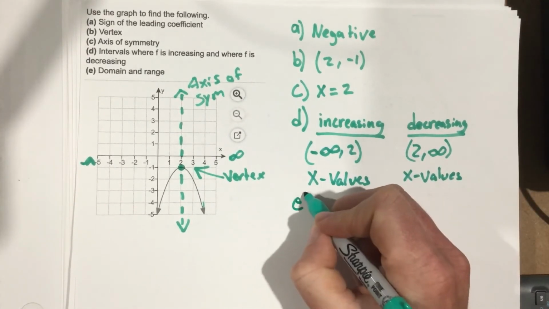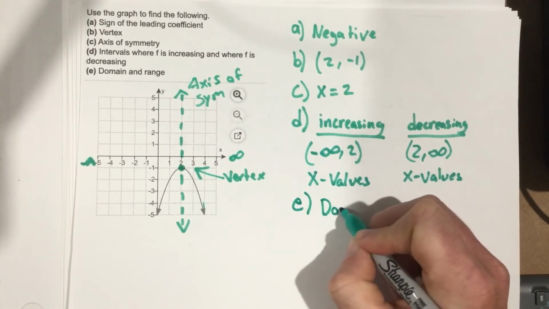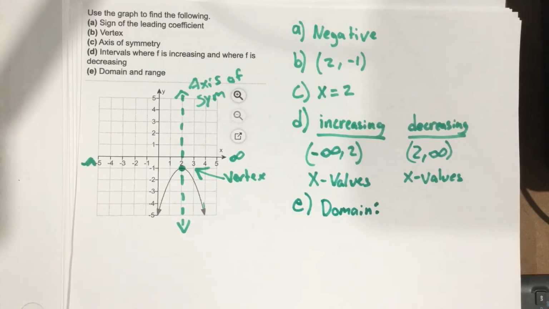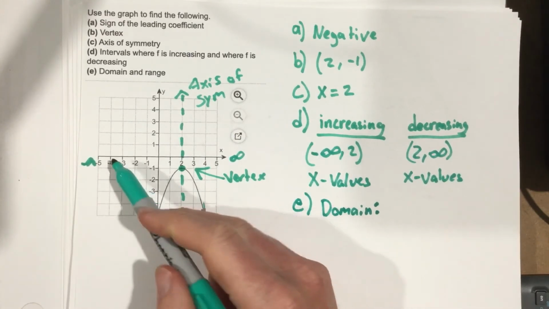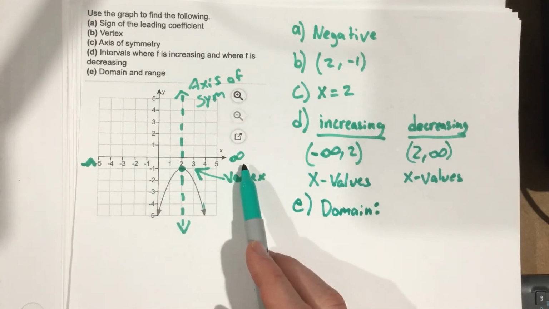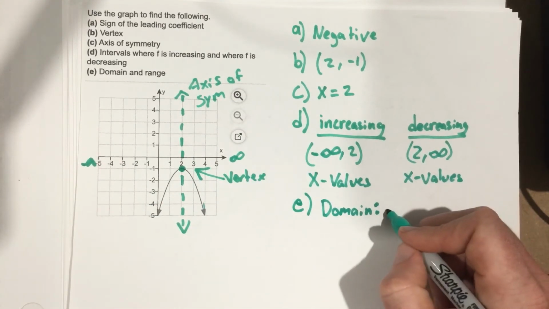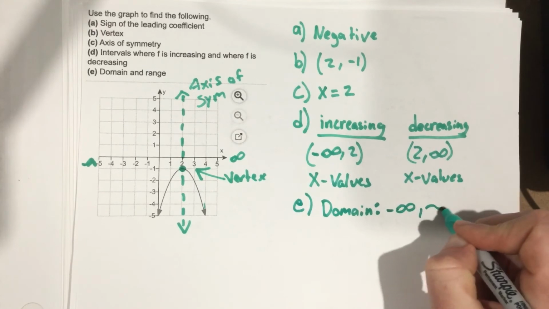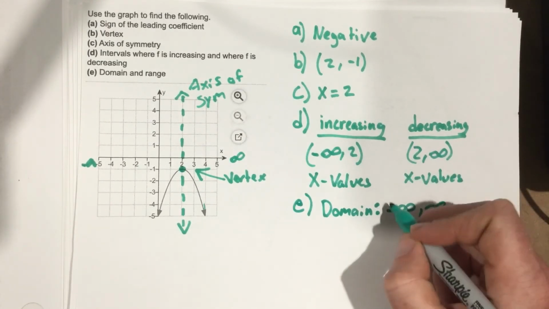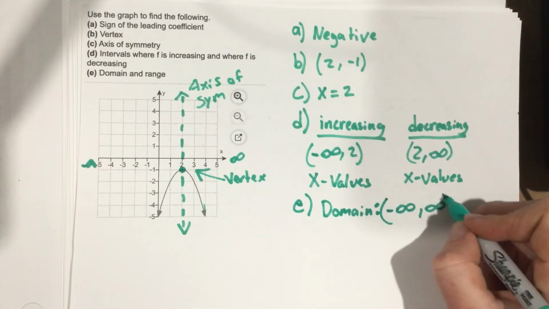Finally, part E, we want to find the domain and the range. Well, we know the domain. The domain is what can we input in here? What are the x values? Well, the x values can be anything from negative infinity all the way to infinity. And if you look just above, we're stating that right there. So negative infinity to infinity is the domain.